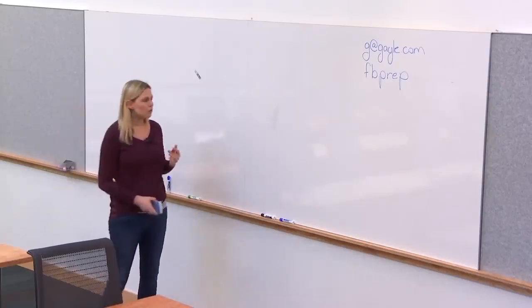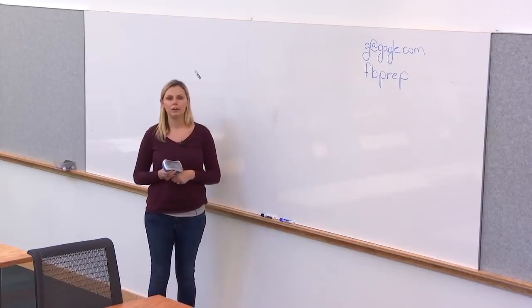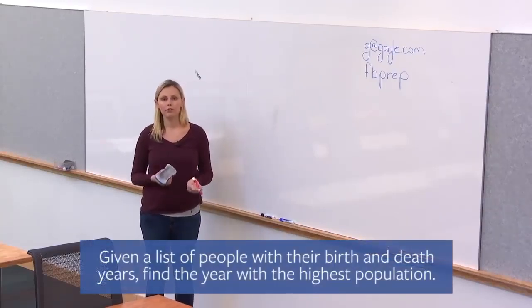So today's question is the following. You have a group of people with their birth years and death years. How would you find the year with the most number of people alive?